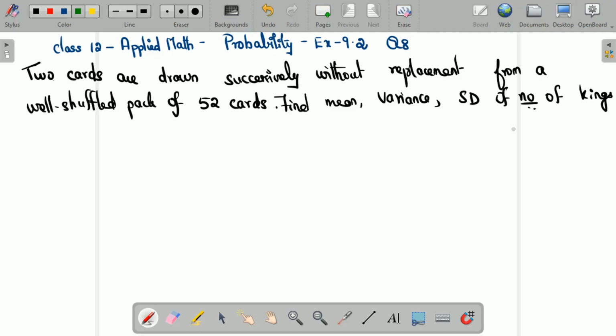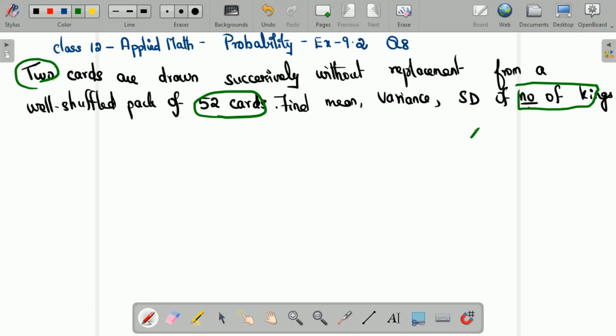In this video, let's find a solution for the 8th question in exercise 9.2. Two cards are drawn successively without replacement from a well-shuffled pack of 52 cards. Find mean, variance, standard deviation of the number of kings. See, two cards are drawn from a pack of 52 cards and we're looking at the probability distribution of the number of kings. So let's look at the two cards.